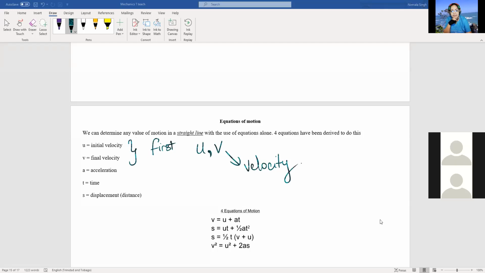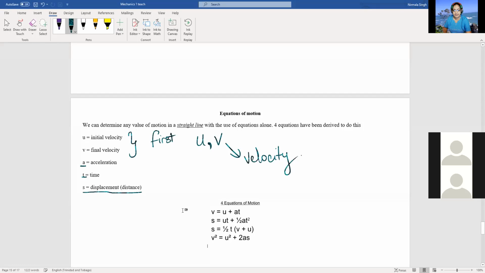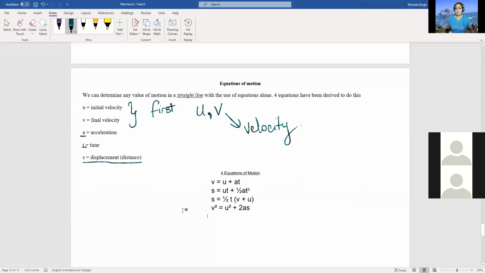Okay, so we have acceleration, which is a common a. All our letters here are common. Nothing here is capital. Time is t, and displacement or your distance is s. So what are our 4 equations of motion? I have them labeled in the order that we usually see them.